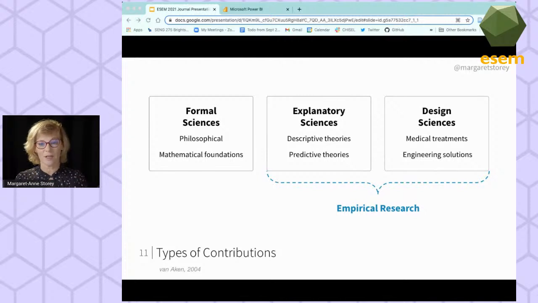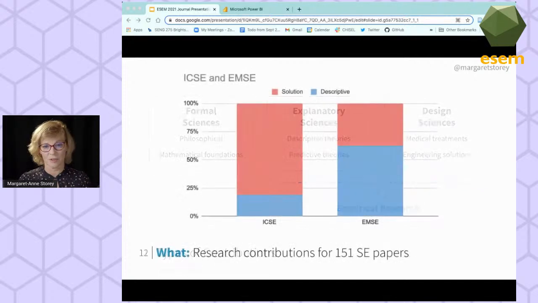The second category comes from what Van Eken calls the design sciences and captures the solutions and interventions that will address a particular problem. So a contribution here is knowledge about the design of an intervention or tool. These are the two kinds that we think about in terms of the contributions that we produce.